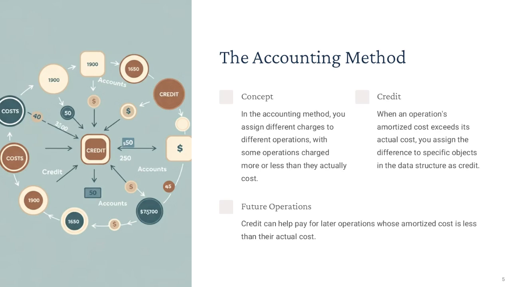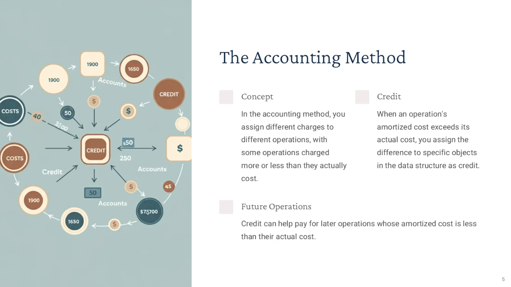The accounting method assigns different amortized costs to different operations. It overcharges some operations and stores the surplus as credit, which can be used to pay for future operations whose actual cost exceeds their amortized cost. This approach provides flexibility in assigning costs while maintaining an upper bound on the total cost of a sequence of operations. For instance, in the stack operations example, we can assign an amortized cost of 2 to push and 0 to both pop and multipop.